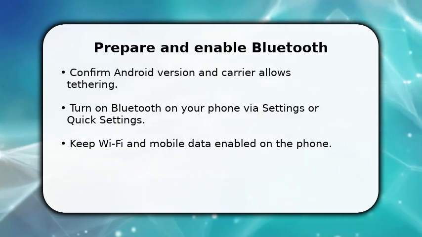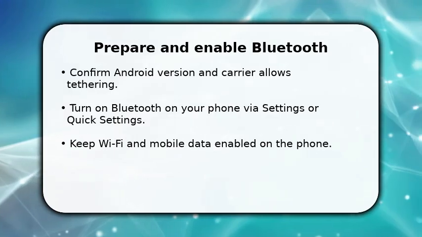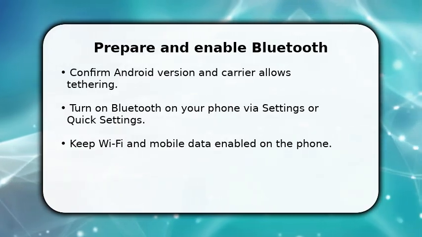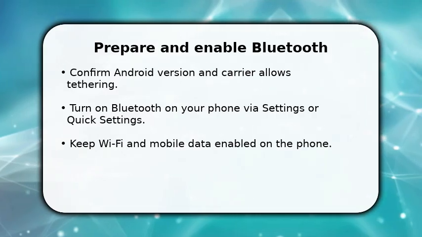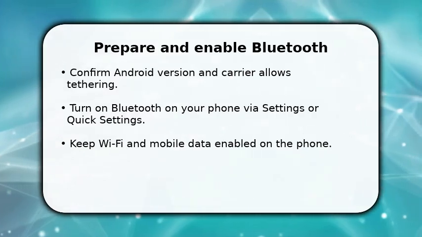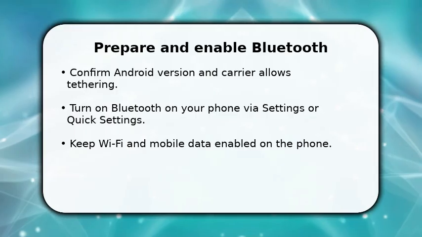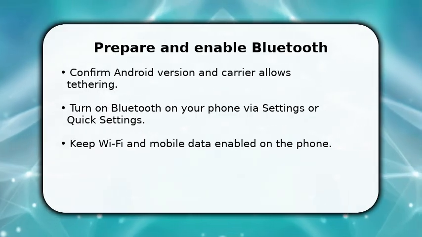Once Bluetooth is on, keep mobile data enabled so the phone can route internet traffic. Make sure battery saver is off. It can throttle tethering. You're ready to pair devices. Move to the next step to connect the client device to your phone.